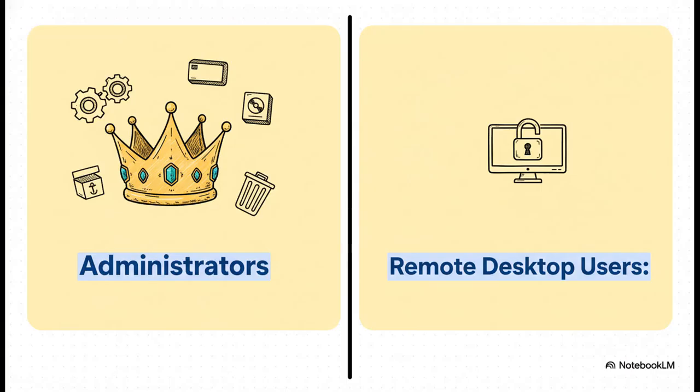And you have got to understand the difference here. It's absolutely crucial. An administrator can do literally anything on that machine. Install programs, delete system files, you name it. But someone in the remote desktop users group, they get one and only one special privilege. They can log in remotely. That's it. They can't change important settings. This is the correct, professional, and most secure way to grant this kind of access.